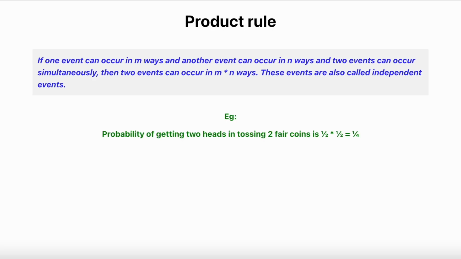For example, the probability of getting two heads in tossing two fair coins is 1 by 2 into 1 by 2, that is equal to 1 by 4. Here, the probability of the first event is 1 by 2 and the second event is also 1 by 2, and the result is the product of both.